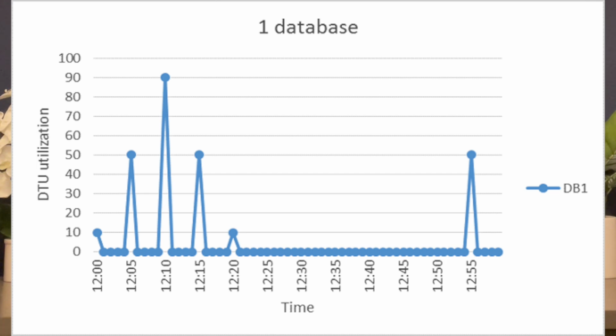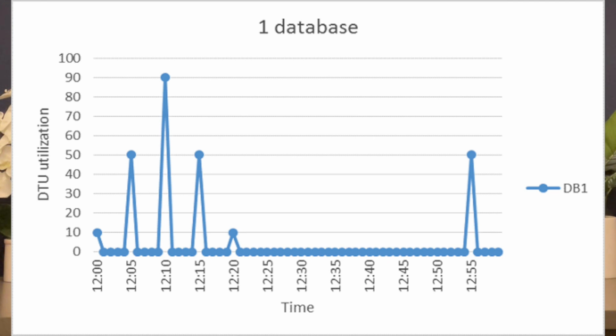Now, let's take a quick look at the DTU utilization for our marketing database. As we can see from the chart here, our marketing database is currently allocated to have 100 DTUs. But looking at the chart here, we can see that we are rarely utilizing the DTUs that we have allocated here.